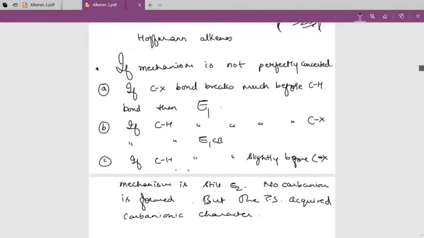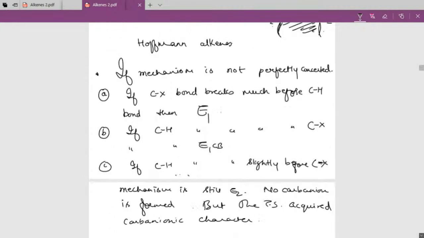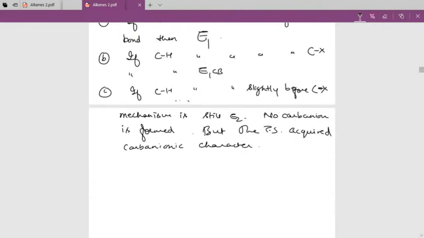If this type of del negative character is generated, see, it generates here or it generates here. Certainly, the less substituted will have the more stable anion. So this side it will be more stable, and as a result, Hofmann products are major products.